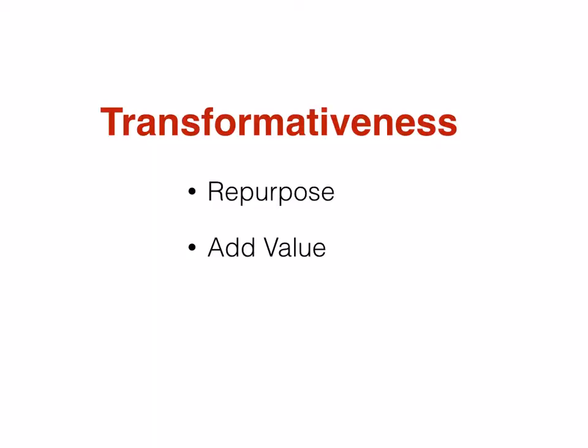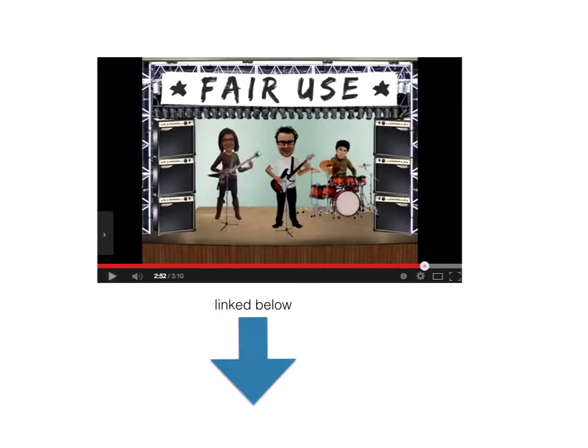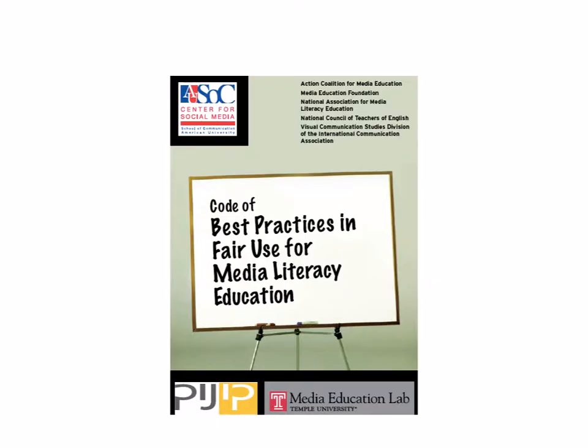However, often overlooked in the discussion of fair use is the importance of transformativeness. That means it's okay for students to use copyright material as long as they repurpose the material and build it into something new. By doing so, they add value to the copyrighted work. You can learn more about the concept of transformativeness by watching the music video that's linked below. And for a deeper discussion of these concepts and a great practical guide, see the Code of Best Practices in Fair Use for Media Literacy Education from Temple University.